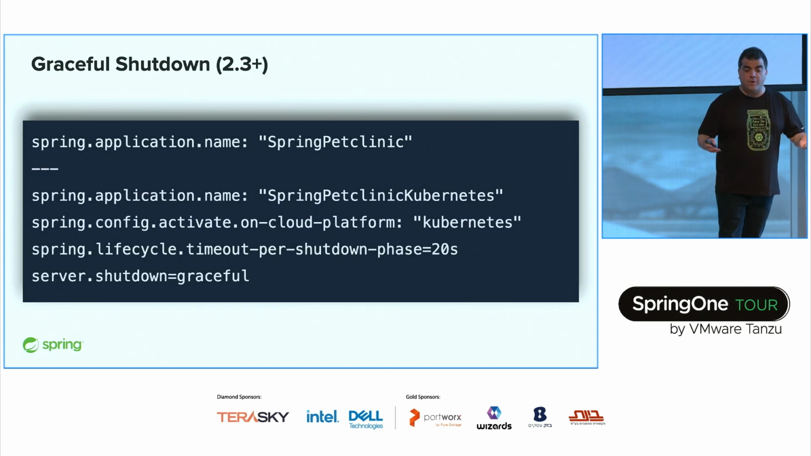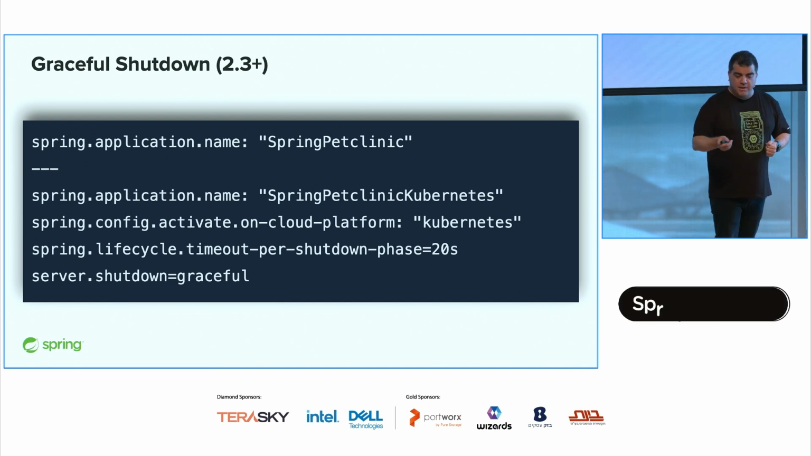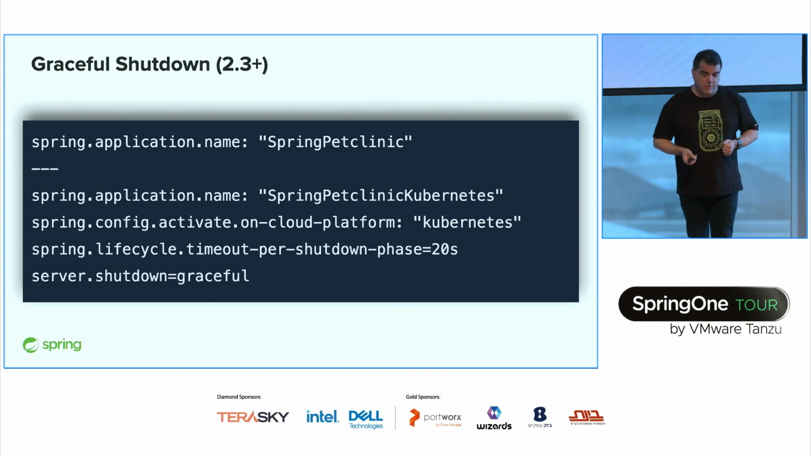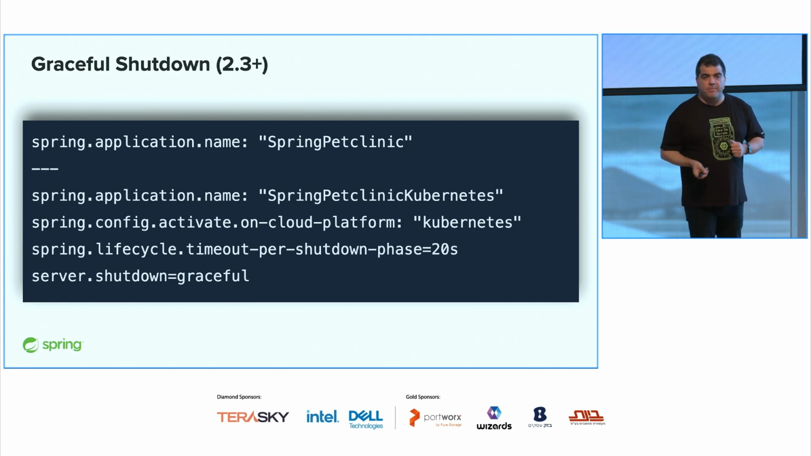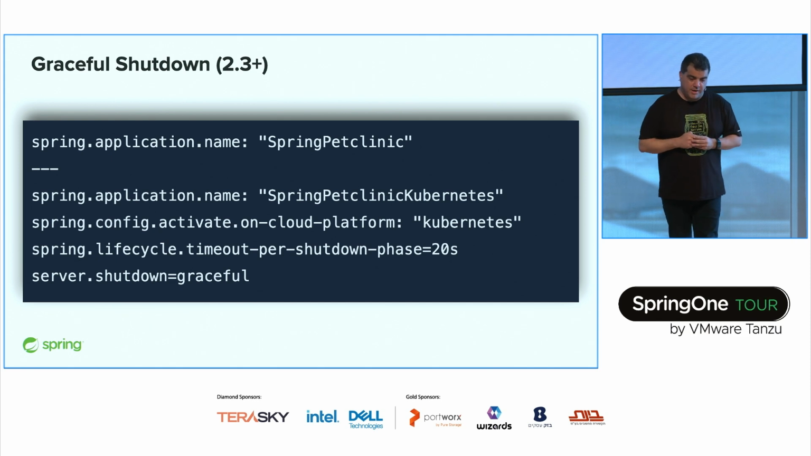Now, you might want to do it only when you run in Kubernetes, so you can do it with profiles. So here we activate these settings only when we use Kubernetes. There's a specific configuration called activate on cloud platform, and these settings below will only be relevant when I'm running in Kubernetes.